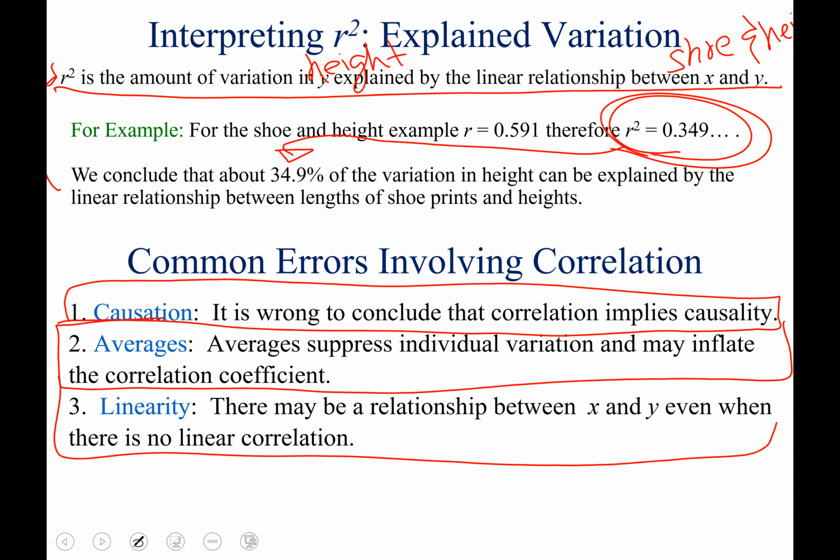And last one, there may be a relationship between X and Y when there is no linear correlation. That's just like that parabola I was talking about. So it's a common error, and it's important to point out and look out for. You can say that there's a relationship between X and Y, but it may not be a linear correlation. So keep an eye out for that as well.